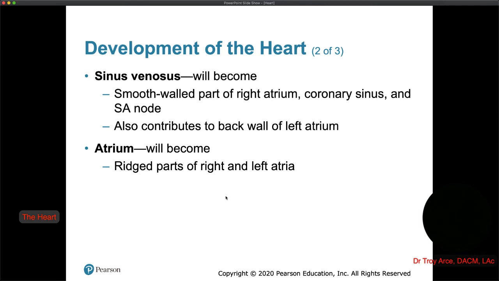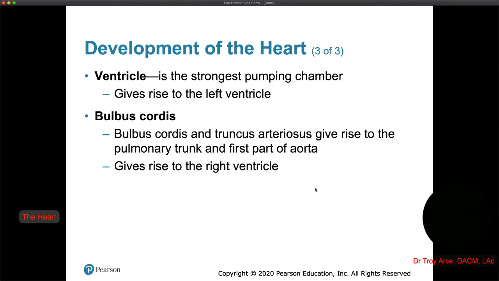So the sinus venosus will become a smooth-walled part of the right atrium, the coronary sinus, and the sinoatrial node. So that's important. It also contributes to the back wall of the left atrium. The atrium will become the ridged parts of the right and left atrium. The ventricle is the strongest pumping chamber and gives rise to the left ventricle.